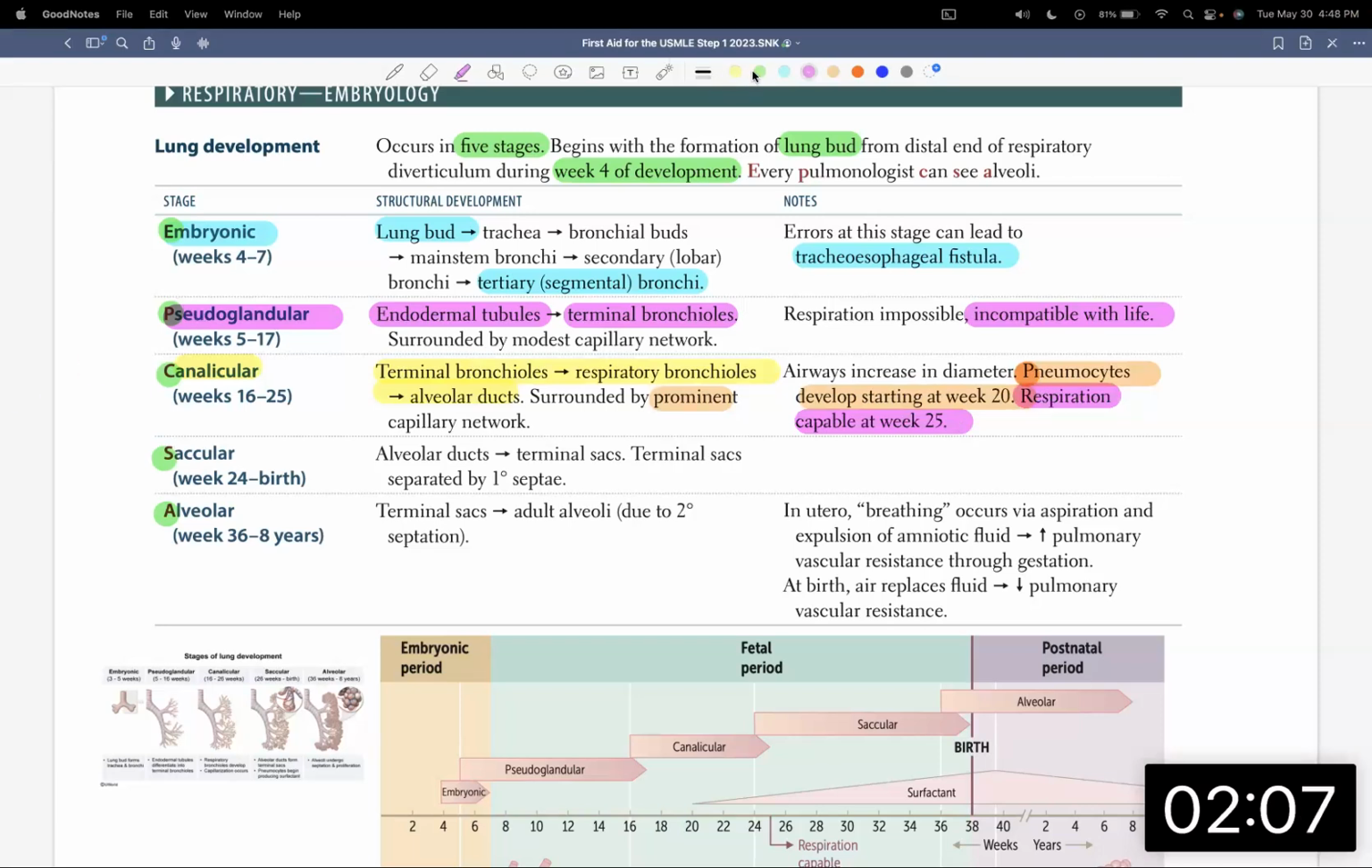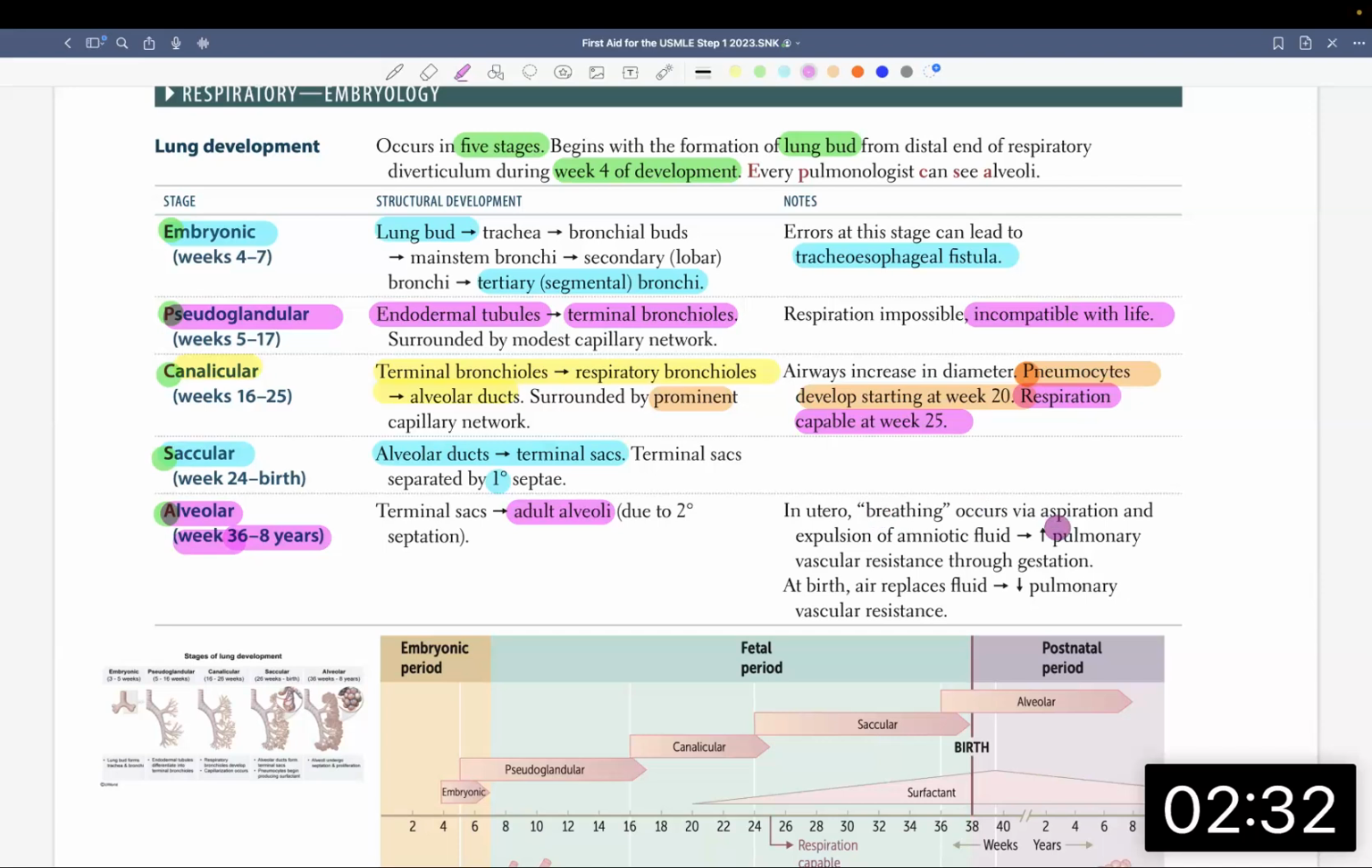Next, we have the saccular phase. This is when alveolar ducts differentiate into terminal sacs. Terminal sacs are separated by primary septae. Then we have the alveolar phase, where the terminal sacs differentiate into adult alveoli. This is between 36 weeks and 8 years, due to secondary septation.